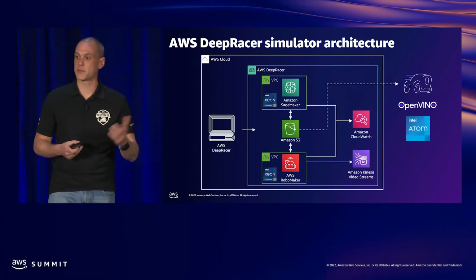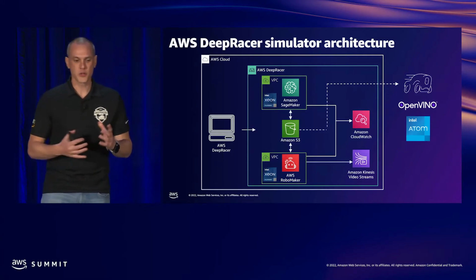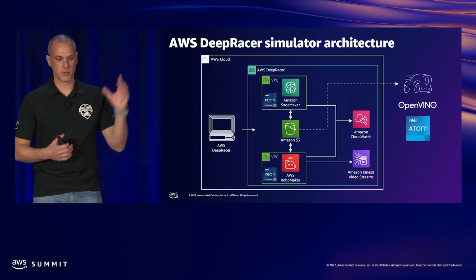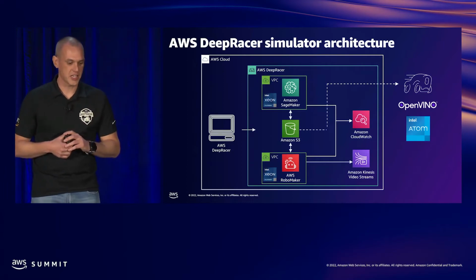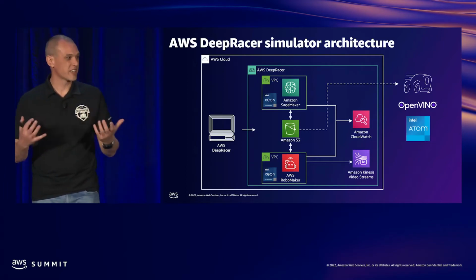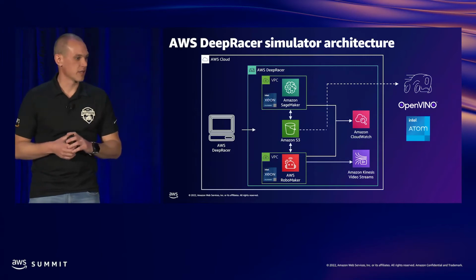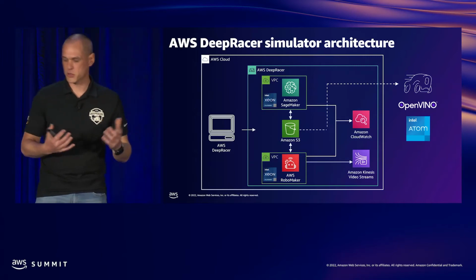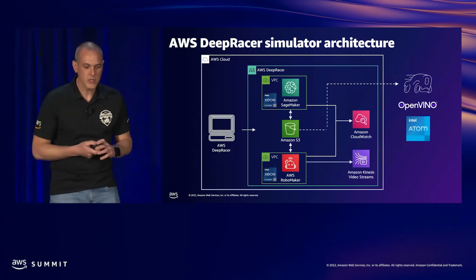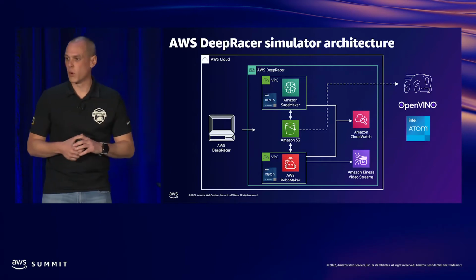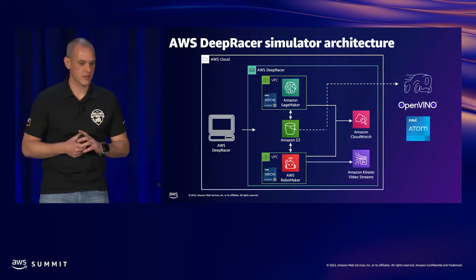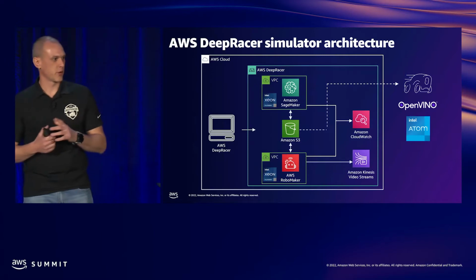We then use Amazon SageMaker. This is to train the actual models. Okay, so all of the training takes place in SageMaker, and models, once they're trained, get saved down into Amazon S3. Okay, so that's the storage layer. We then use CloudWatch for all of your logging. Okay, so logging of events during training as well as during racing.